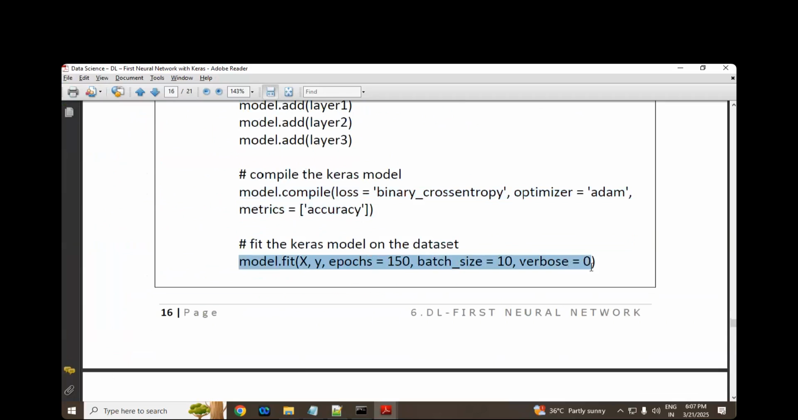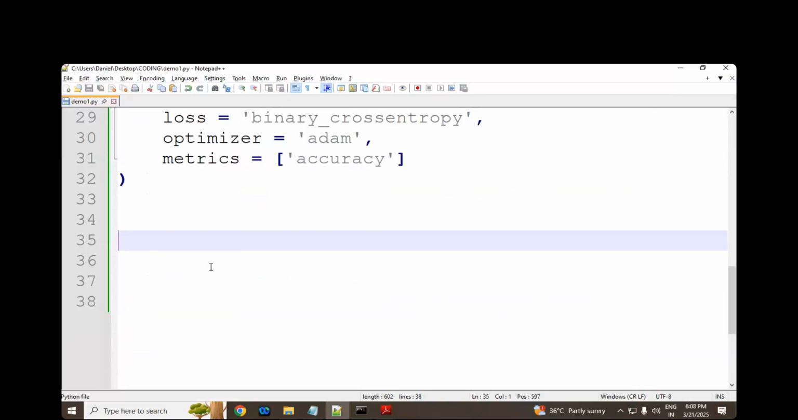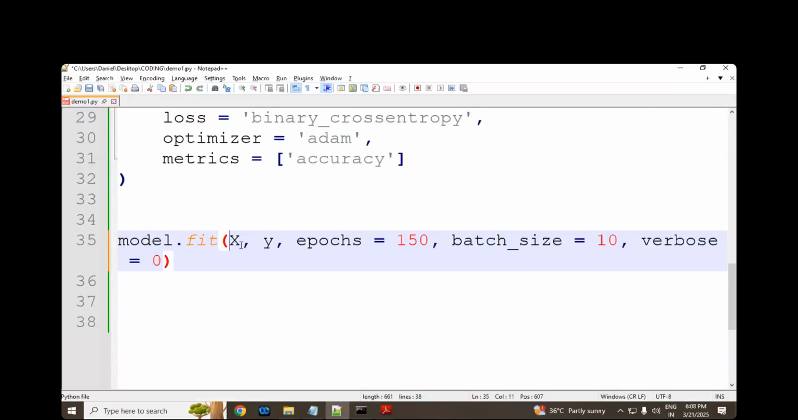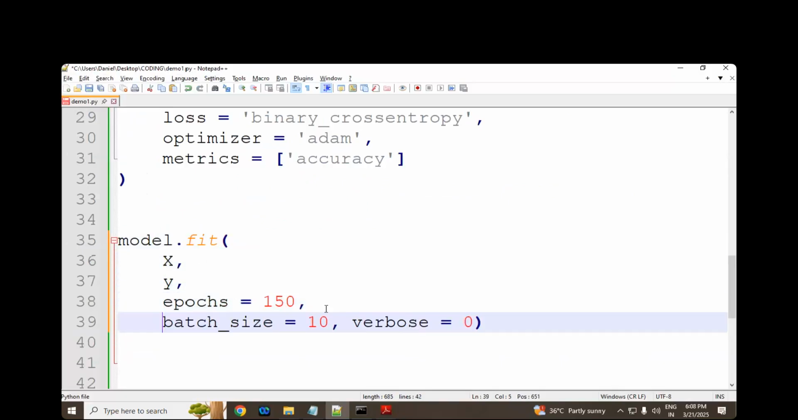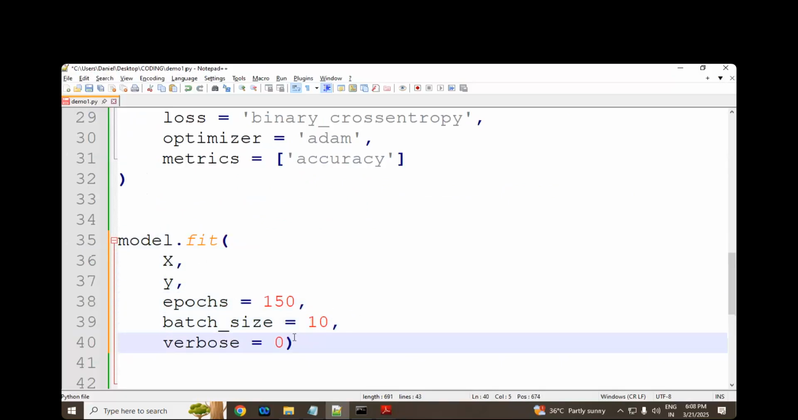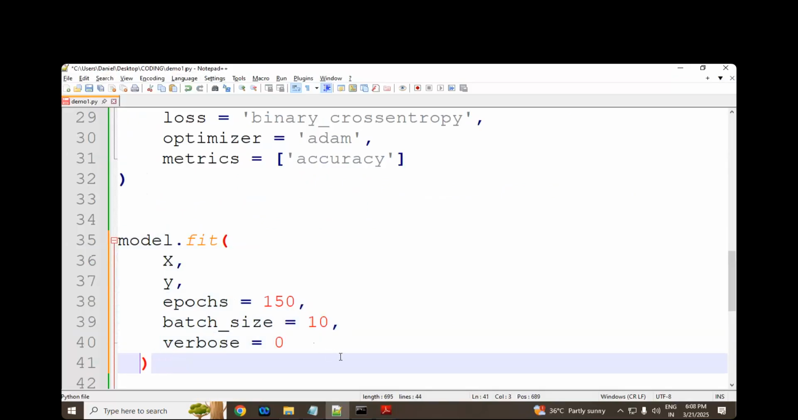Sir, in deep learning also there is a fit method. What method actually? Fit method. Fit means model training. Now here is the story, man. I am repeating again.